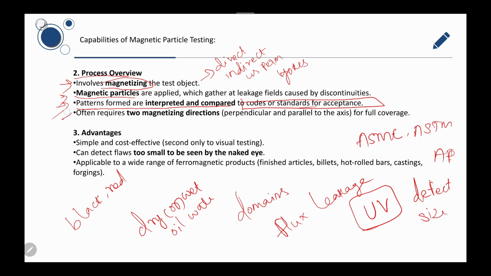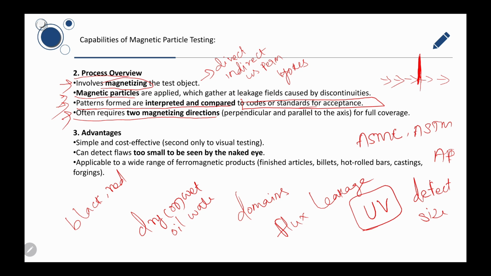So the next one is often requires two magnetization directions. Yes, magnetic particle testing is directional. It detects defects best when they are roughly perpendicular to the magnetic field. If the magnetic field flows north to south, it means our defect is perpendicular, east to west, perpendicular to the magnetic field in the direction of east to west.